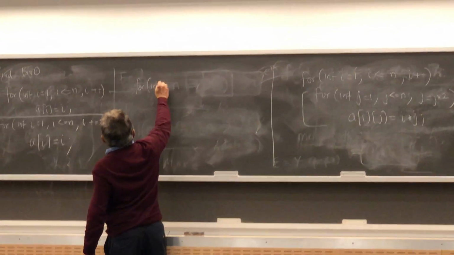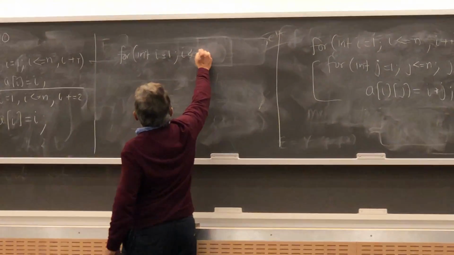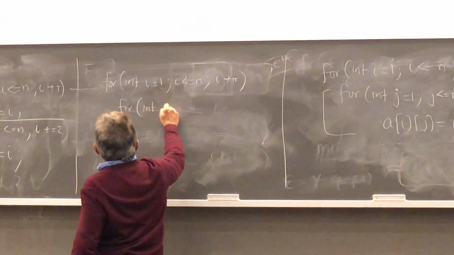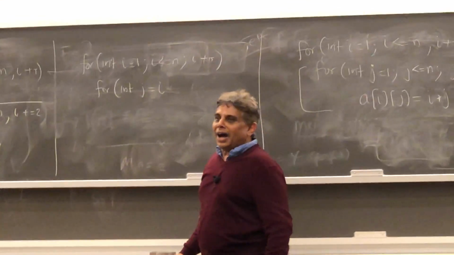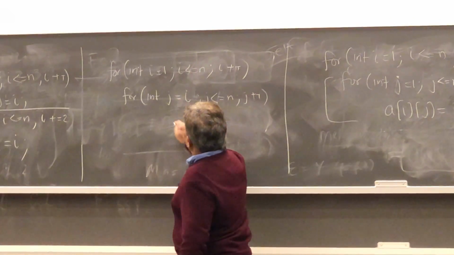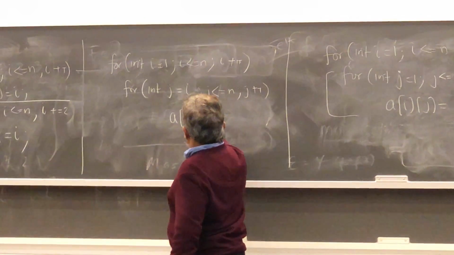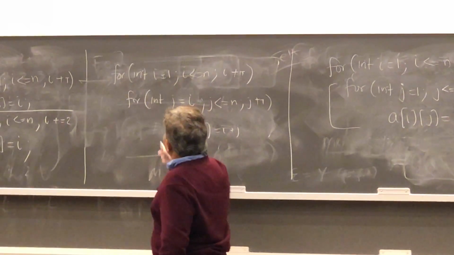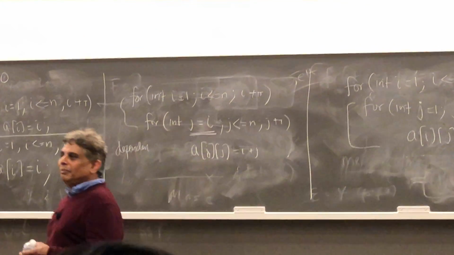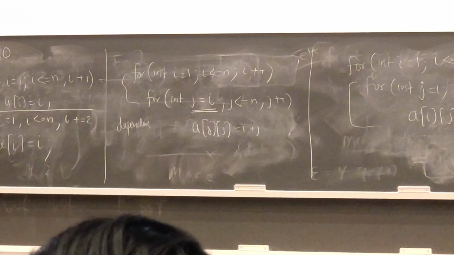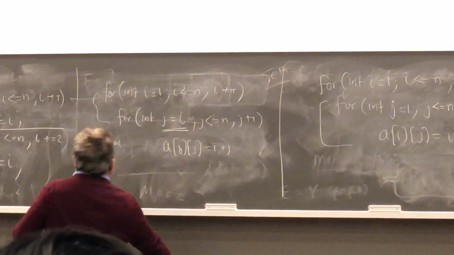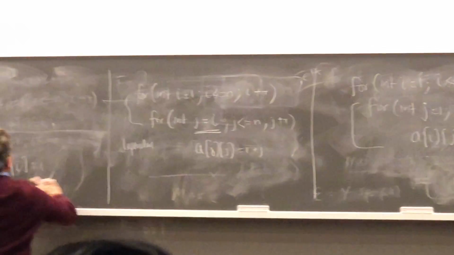Suppose you have something like this: for int i equals 1, i less than or equal to n, i plus plus, then you have for int j equals i. j starts from i. And then j less than or equal to n, j plus plus, and then you do something with a[i][j]. Right, this is kind of different. This is dependent, because notice that j depends on i. So you couldn't just multiply. If you want to analyze it the same way, you can say something like this.